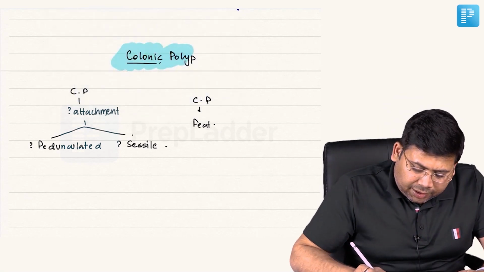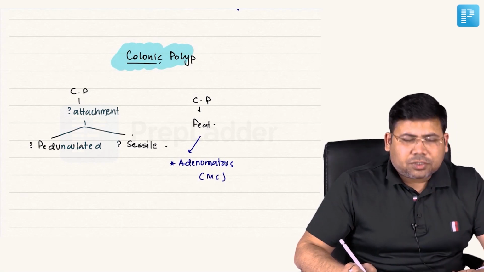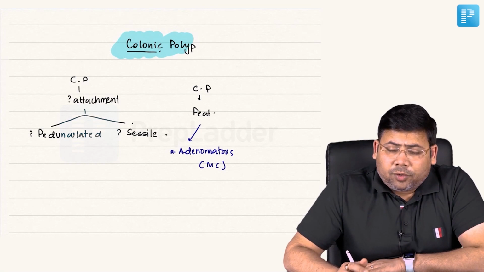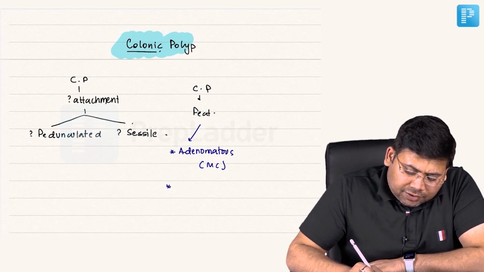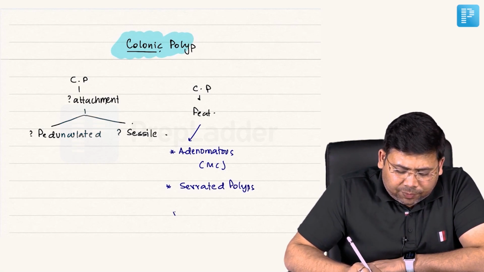They can be adenomatous polyp. Remember, adenomatous is the most common. Some book says hyperplastic. Adenomatous is the most common polyp of colon. Then we have serrated polyps. Then we have hyperplastic polyps.